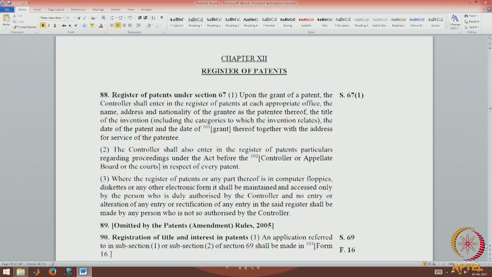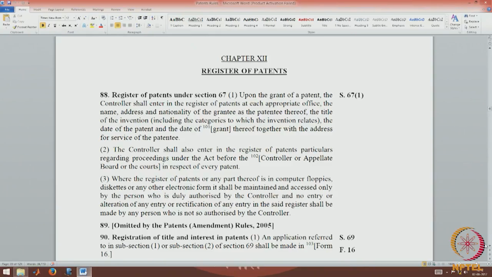2. The controller shall also enter in the register the particulars regarding proceedings under the Act before the controller, the appellate board or courts in respect of every patent. We have seen that in section 58 there is the power granted to the appellate board or the high court to carry out amendment to specifications in a proceeding pending before them. So, when the amendment is done, the appellate board or the high court shall transmit a copy of such amendment to the controller, and the controller on receiving the amendment shall cause an entry thereof and reference thereto to be made in the register.